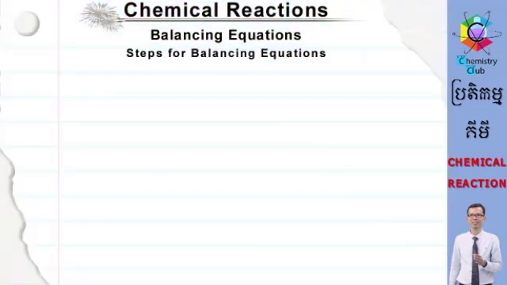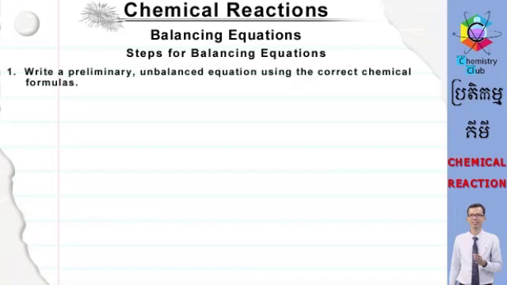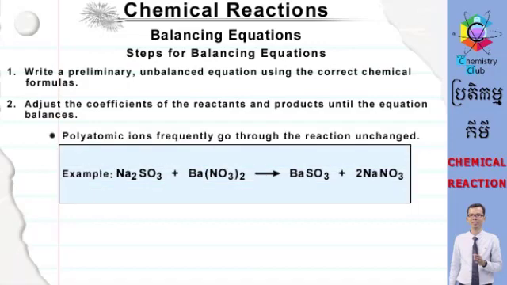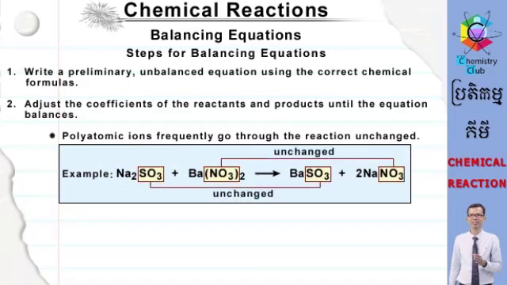In the last few scenes, you have learned techniques for balancing equations. The following rules summarize these techniques and add some refinements and strategies. The first step in balancing equations is to write a preliminary, unbalanced equation using the correct chemical formulas. The second step is to adjust the coefficients of the reactants and products until the equation balances. A polyatomic ion, such as the sulfide ion or the nitrate ion, frequently goes through reactions unchanged and can be treated as a unit when balancing equations.